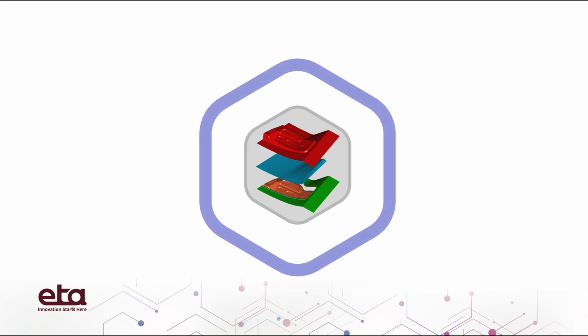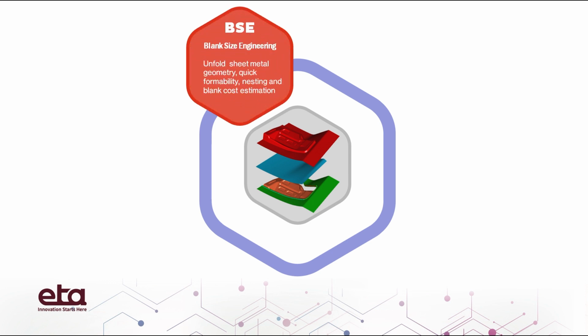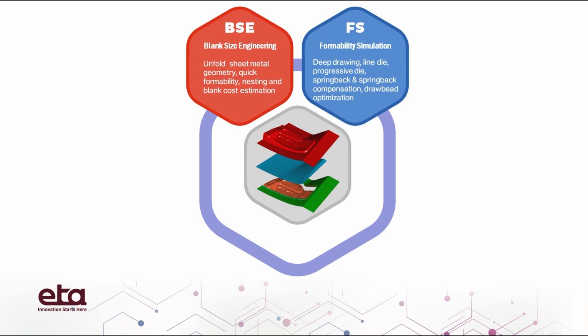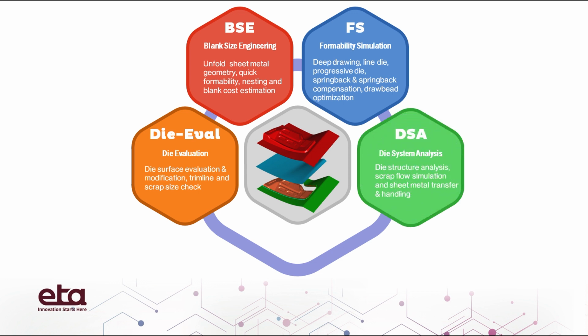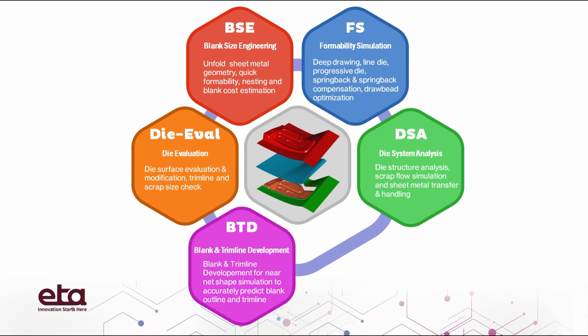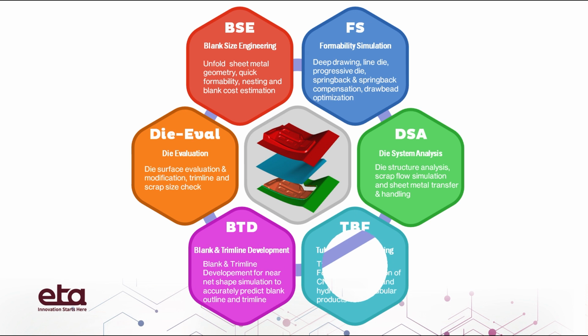Dynaform consists of 6 distinctive modules. These modules include blank size engineering for blank nesting and cost estimation, formability simulation for the final validation of the die surface design, progressive and line die simulation, die evaluation for quick evaluation of the die surface design, die system analysis for analysis of die system including structure integrity, scrap flow and sheet metal transfer and handling, blank and trimline development for the near net shape simulation to accurately predict blank outline and trimline, tube bending and forming for simulation of CNC tube bending and hydroforming of tubular product.